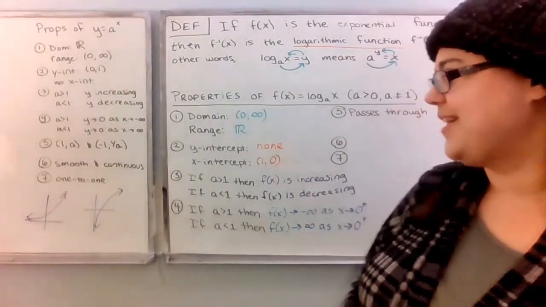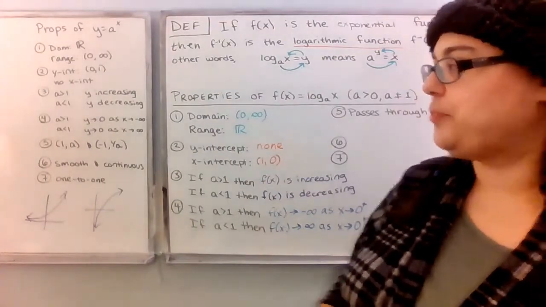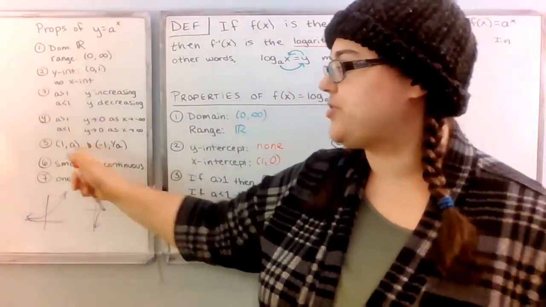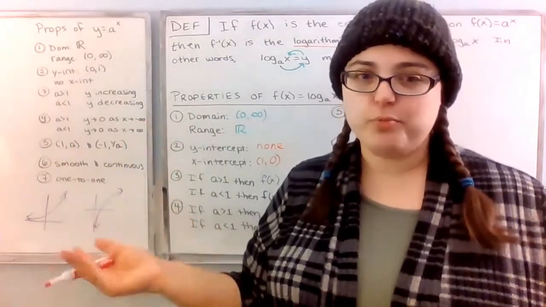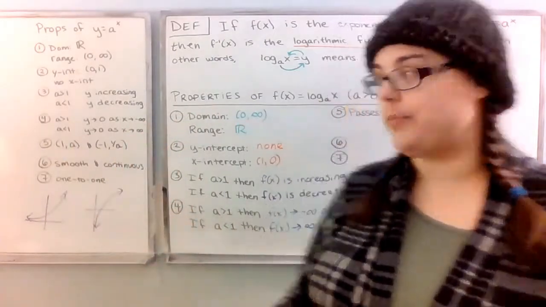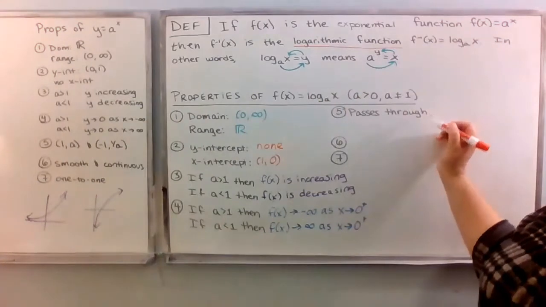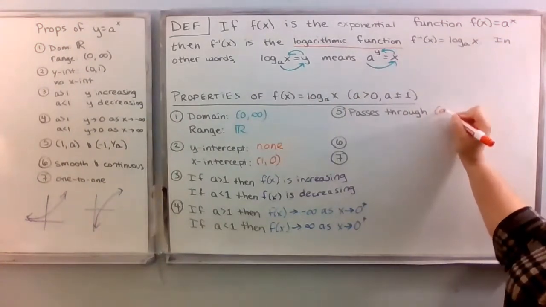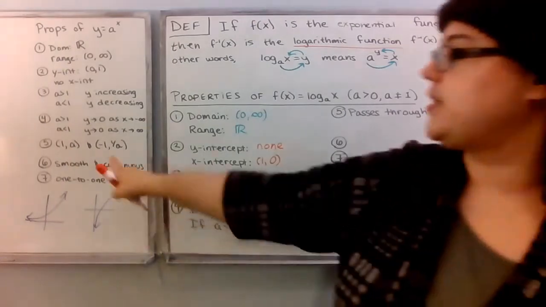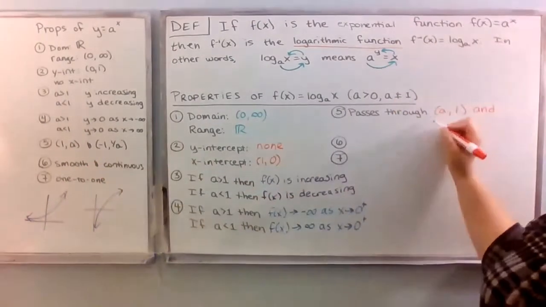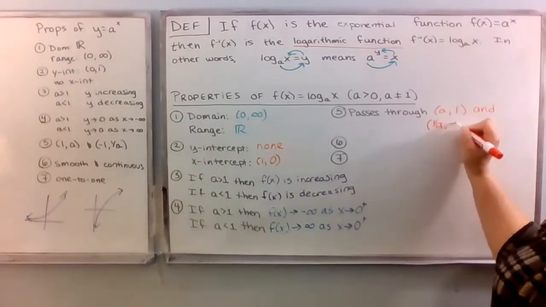All right, cool beans. So we had a couple of points that were on every exponential function. So for inverses, you switch the x and y, and that'll give us 2 points that are on every logarithmic function. So it's going to pass through the point (a, 1), and instead of (-1), (1 over a, -1).